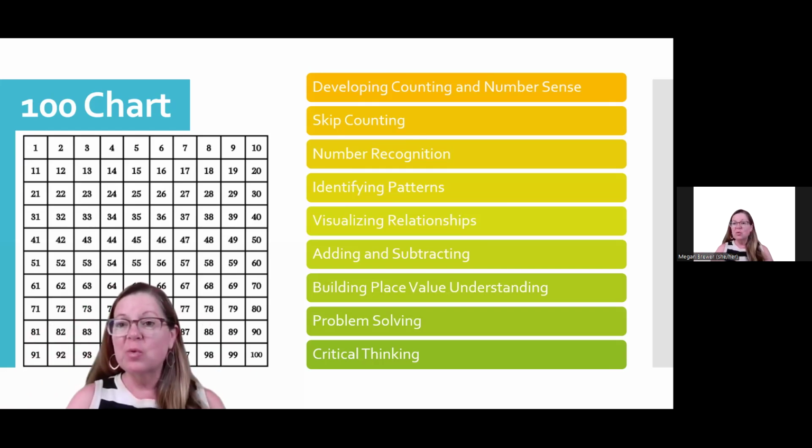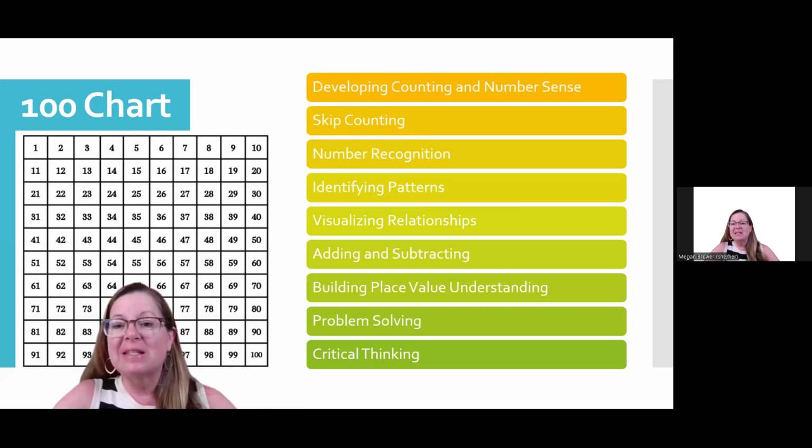Students should have individual hundreds charts. They could be laminated or not, depending on your different purposes. Sometimes you want to have them finding different patterns, so they might be using different colored pencils to represent the different patterns. That could tie in with skip counting or multiples.